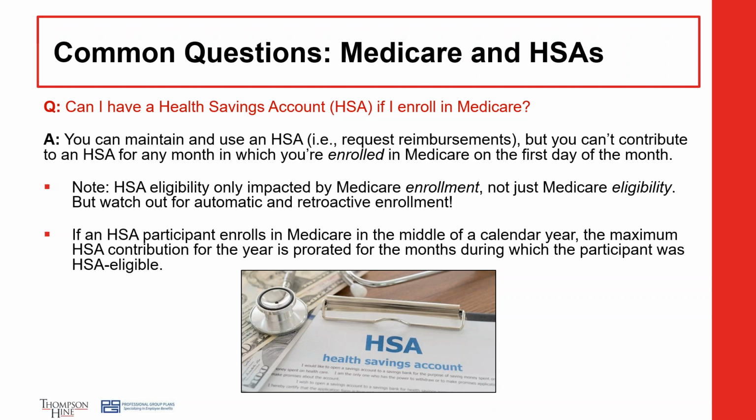Because if an HSA participant enrolls in Medicare in the middle of a calendar year, it impacts how much the individual can contribute to that HSA for the year. An individual can contribute to an HSA based on the number of months for which they were eligible on the first day of the month. When somebody's covered by Medicare on the first day of the month, they're not eligible for that month. So it reduces the amount they can contribute for the year.